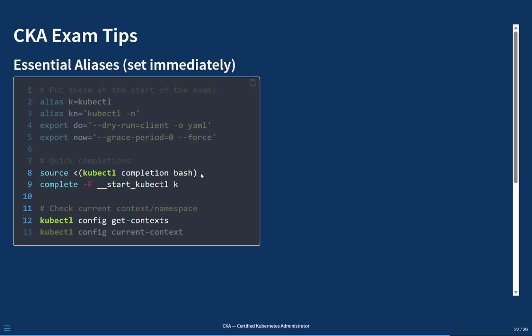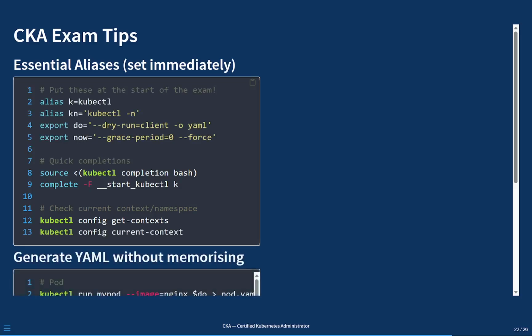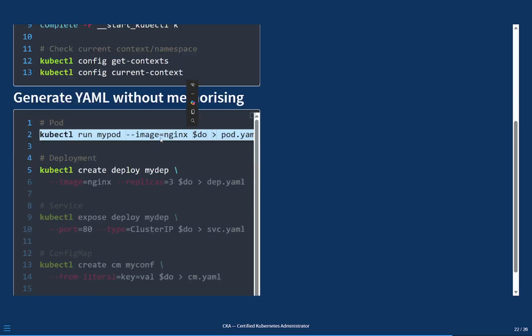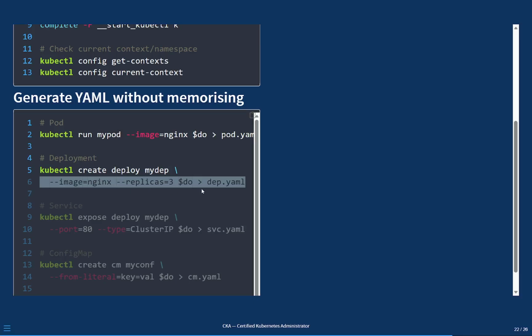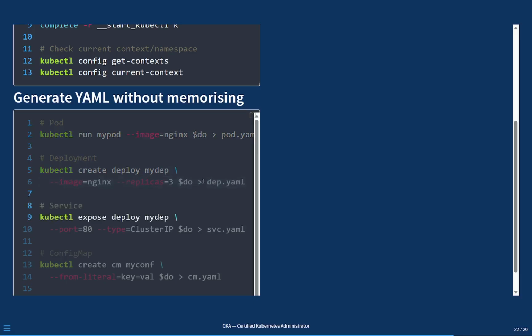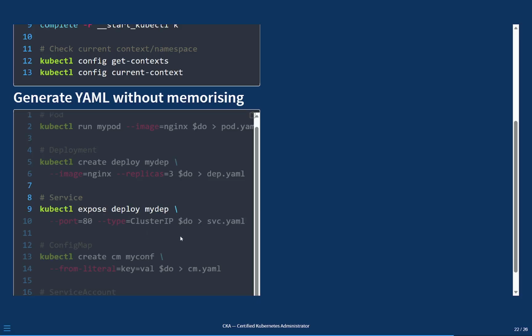Instead of writing a pod YAML from scratch, you run kubectl run mypod --image=nginx $do > pod.yaml. That generates a complete, valid pod manifest in one second. Same for deployments. kubectl create deploy mydep --image=nginx --replicas=3 $do > dep.yaml. Then you open the file, make whatever tweaks the question requires, and apply it. Massively faster than writing YAML from memory.